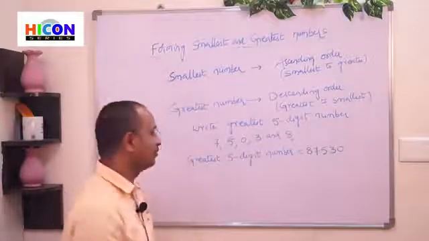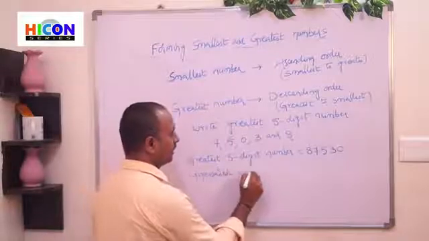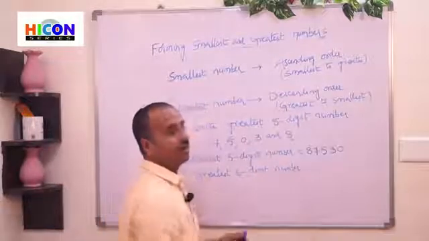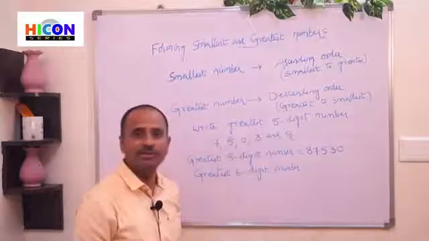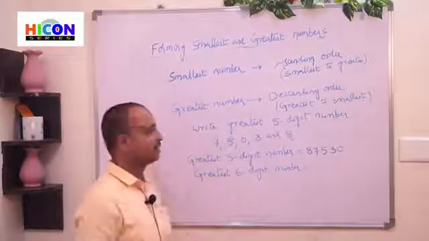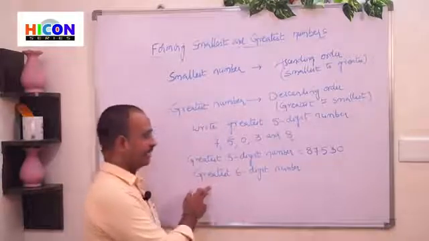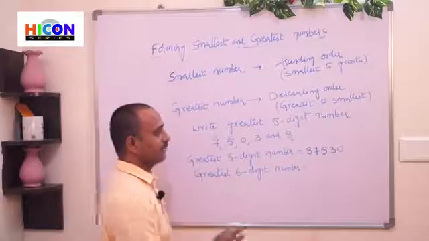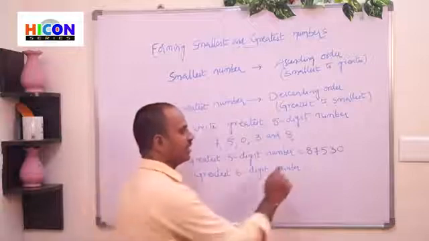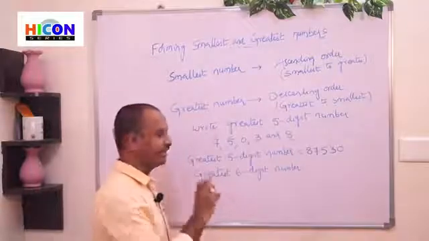And we can also form the greatest 6-digit number by using these 5 digits. And we can also form greatest 7-digit numbers by using 5 digits. So how can we form 6-digit numbers? The greatest 6-digit number, but there are only 5 digits: 7, 5, 0, 3 and 8. So first write the descending order.